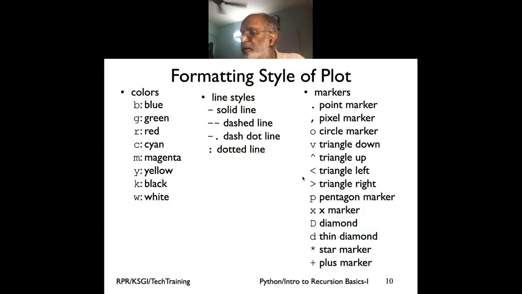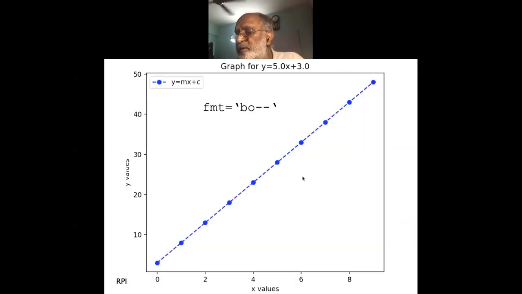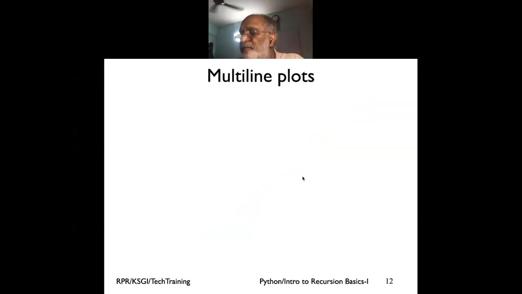This is what you will get. So let's look at a few more examples. BO: B means blue, O is circle, dash means dash line. If you want to see dotted instead of dashes, you use colon, and you'll get that scenario. So let's look at some more graphs.